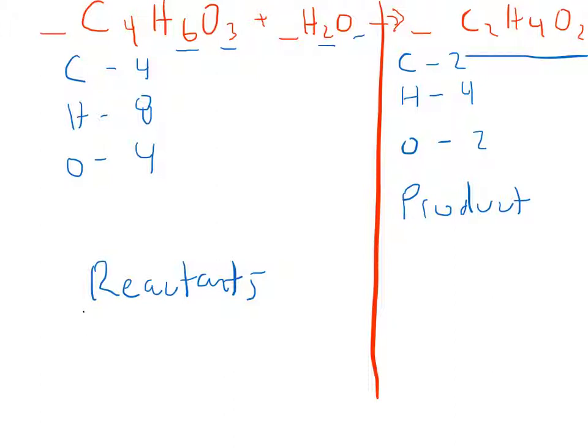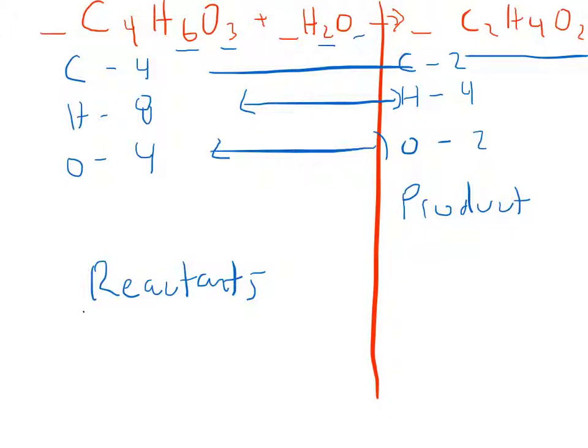Next, I'm going to look and I'm going to compare. Carbon, I got 2 versus 4. Hydrogen, I've got 4 versus 8. And oxygen, I have 2 versus 4. So unfortunately in this case, none of my atoms match up. So according to Newton, I would be completely wrong at this point.